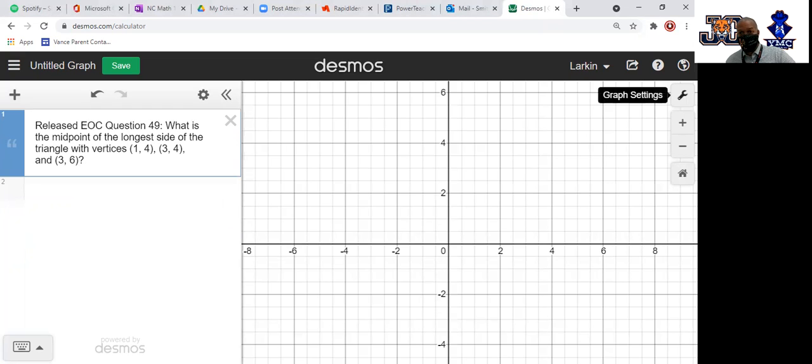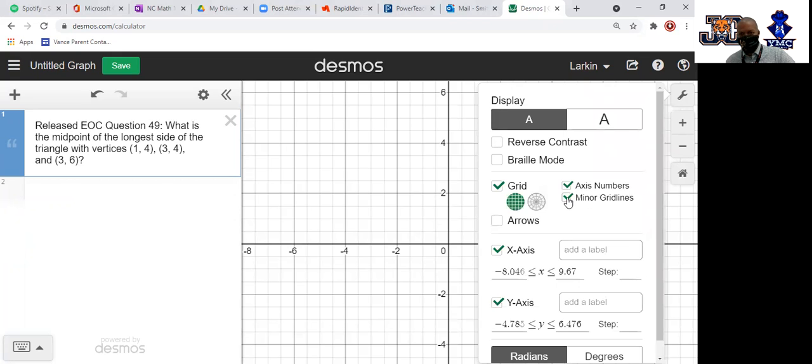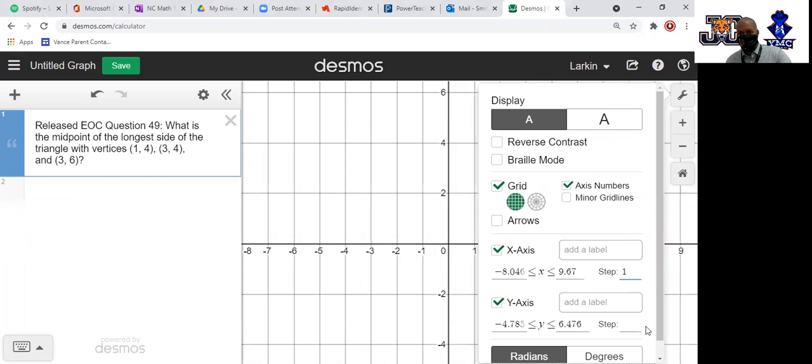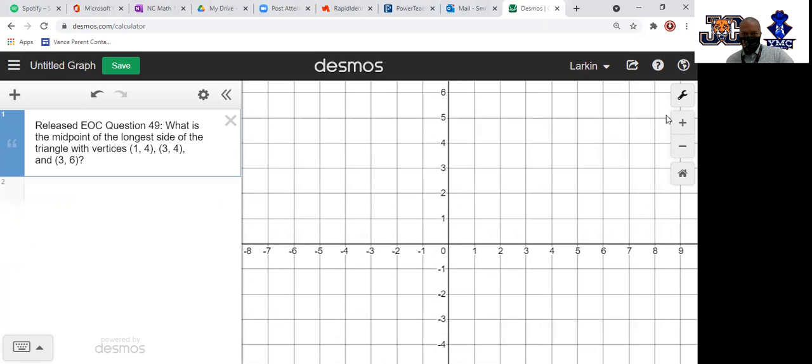To do that, I'm going to click on the little wrench right here, which is graph settings. I'm going to turn off the minor grid lines, and I'm going to count by ones. I'm going to type in one for both steps, one for my x and one for my y. All right, so that looks a lot better.